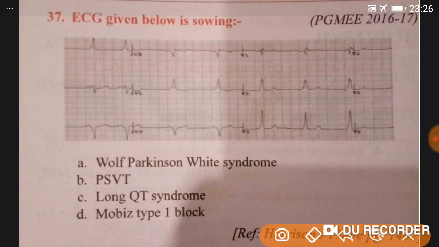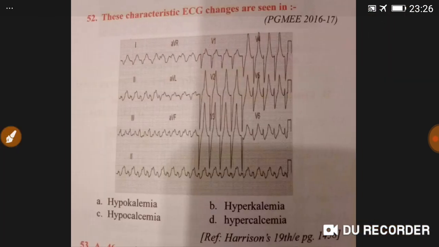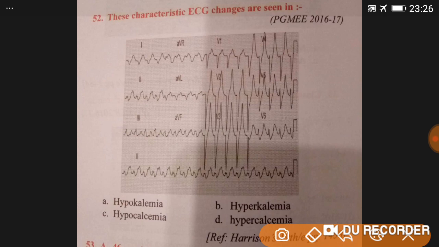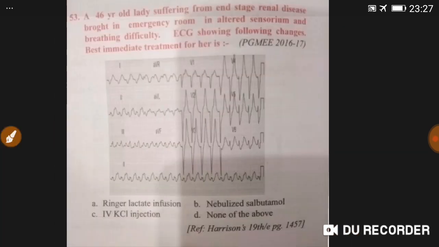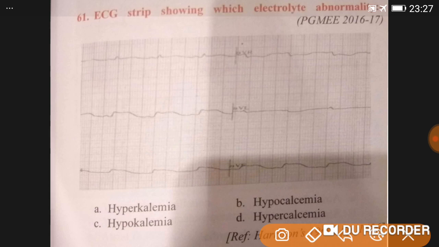ECG given is showing Wolff-Parkinson-White syndrome. Delta waves. Okay. Characteristic ECG changes are mainly seen in, see guys, this is hyperkalemia. ECG strip showing which electrolyte abnormality here? Hypokalemia.